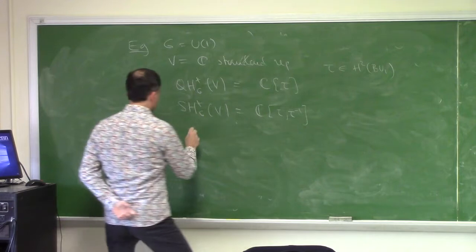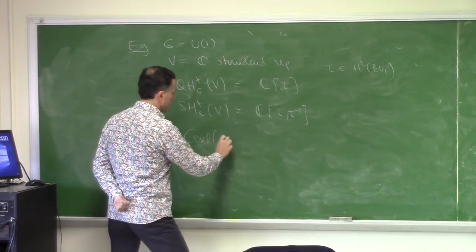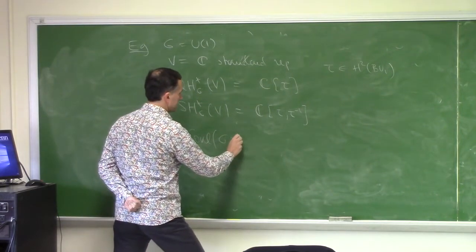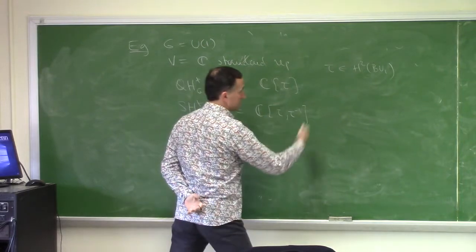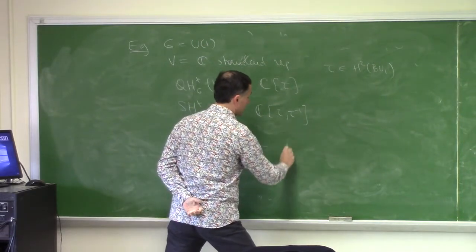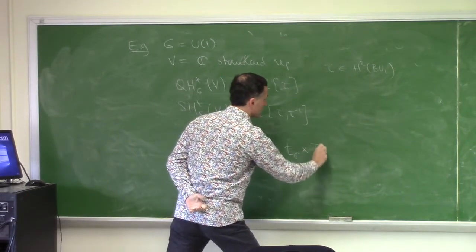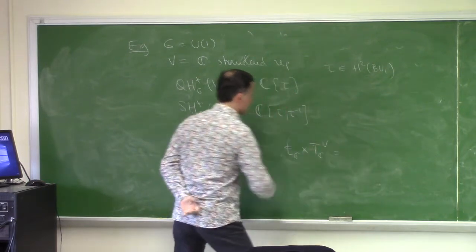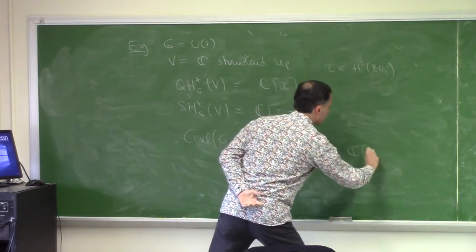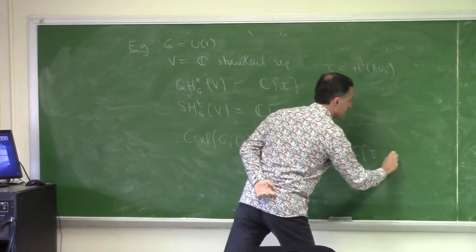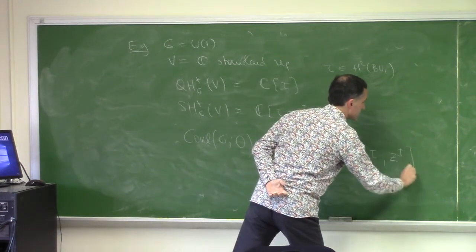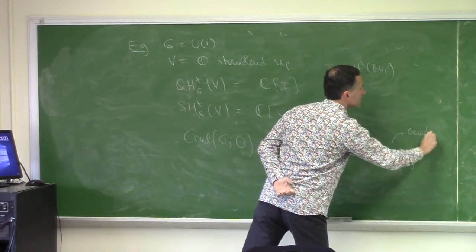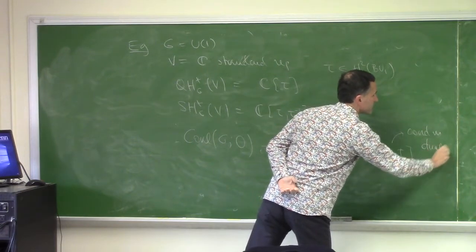And the Coulomb branch of G and the zero representation is just something I erased a long time ago, but it's a Lie algebra times the dual torus, there's no Weil group. So it's just functions of tau, the variable we had before, and z plus minus, that's the coordinate of the dual torus, 1.